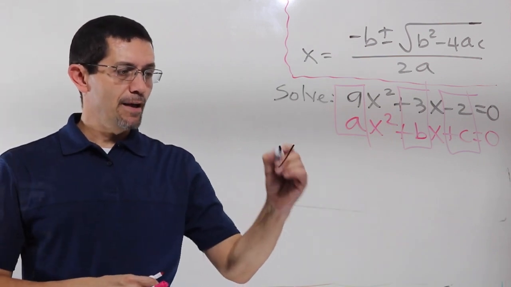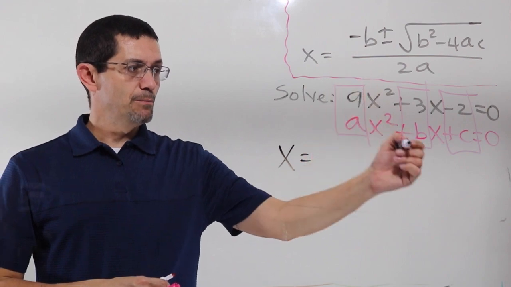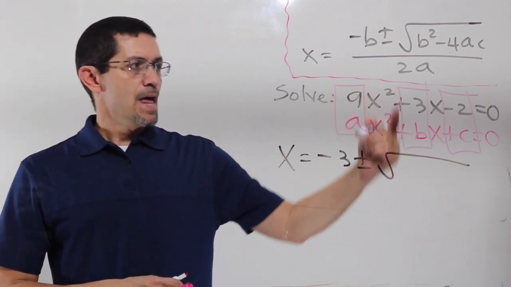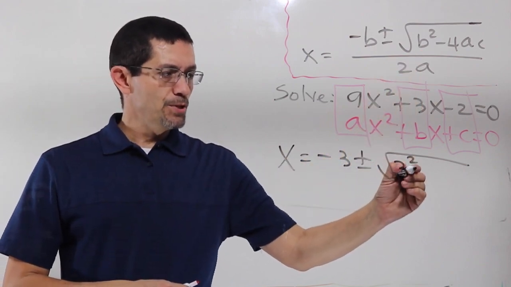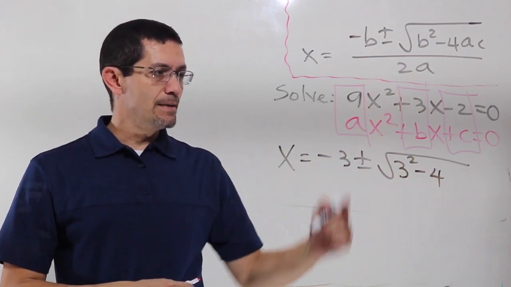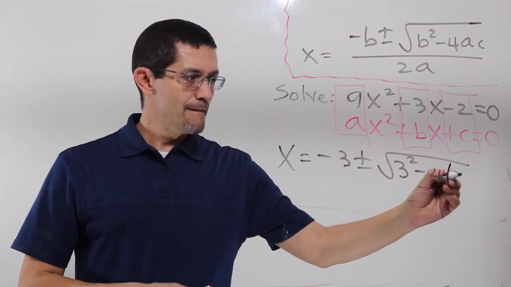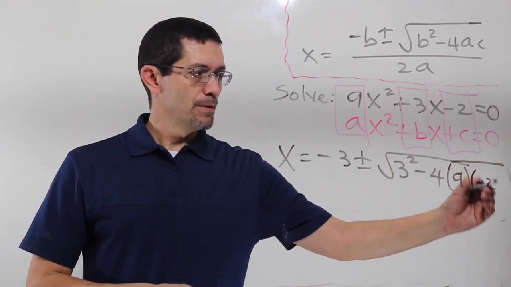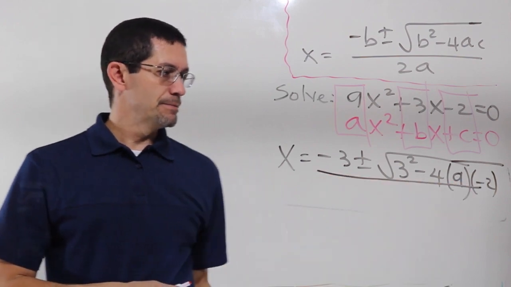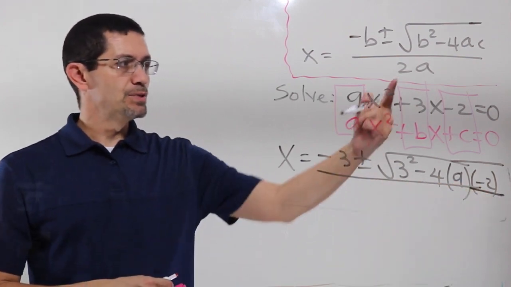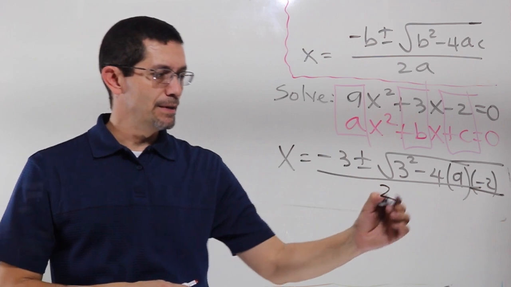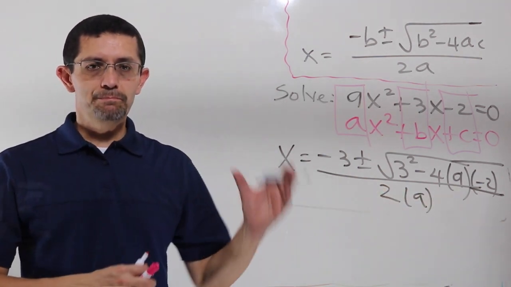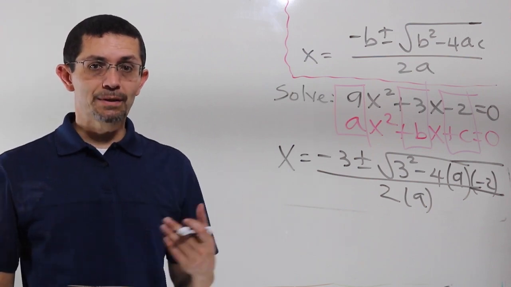So I have x equals negative b, but b is 3, so I have negative 3 plus or minus b squared, 3 squared, minus 4 times a, which is 9, times c, which is negative 2. Everything over 2 times a, which is 2 times 9. And now, from now on, it's just being careful, solving one step at a time.